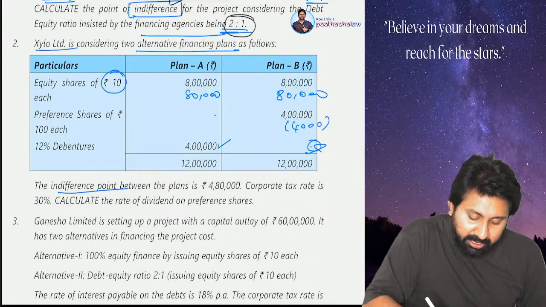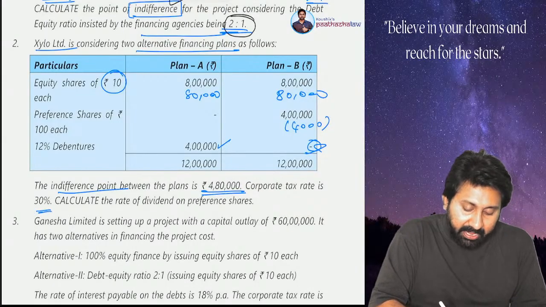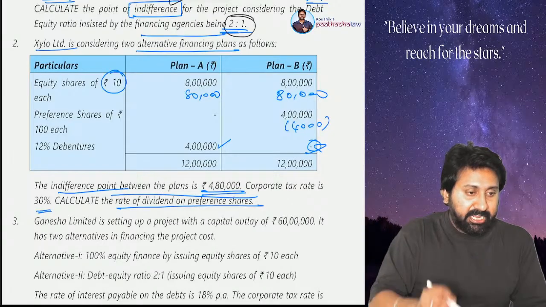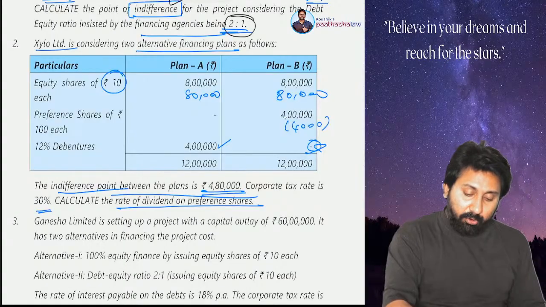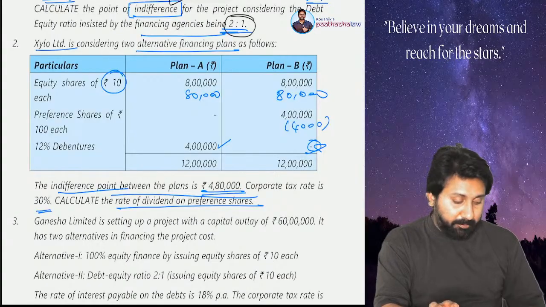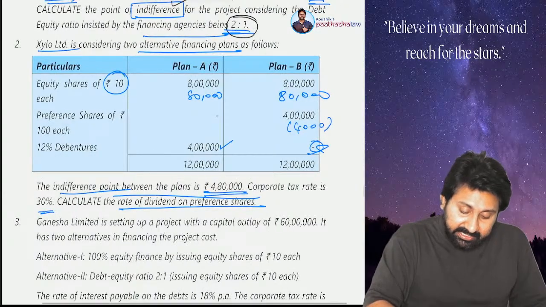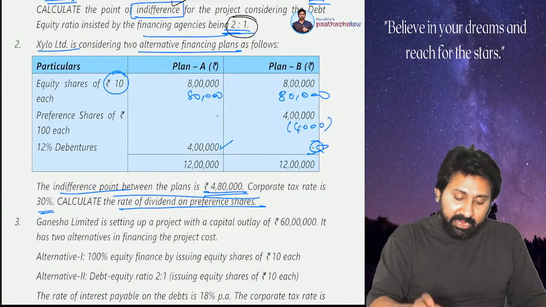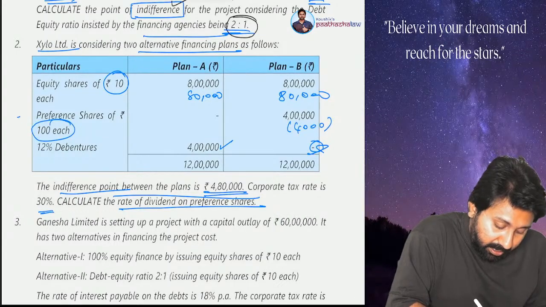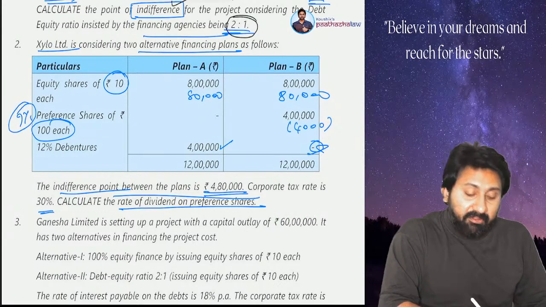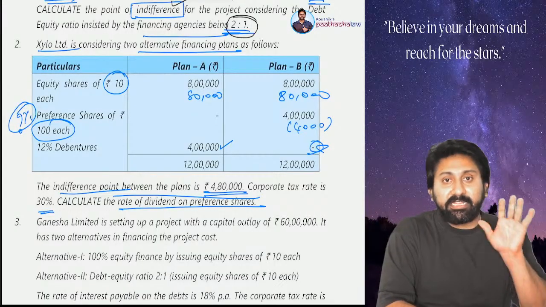The indifference point between the plans is 4 lakh 80. Corporate tax rate is 30%. Calculate the rate of dividend on preference shares. Here he is not asking about the financial indifference point. Indifference EBIT he has only given, 4 lakh 80. What he is asking is to calculate the rate of preference dividend. Preference shares are given, how much percent preference shares these are? 5% or 10% or 20%, 10, 12% preference. That's what he is asking in the question.